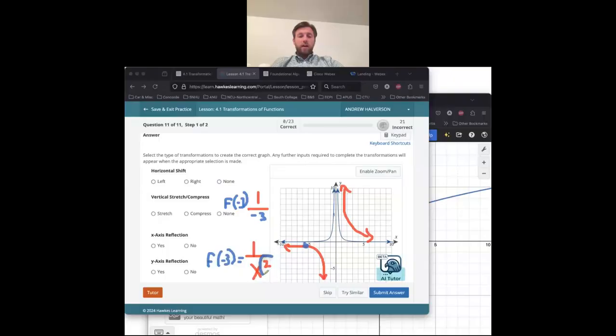Because it's squared, 1/3 squared becomes positive. So it shifts across this. And that's what happens: all your negative values flip across on this part of it.